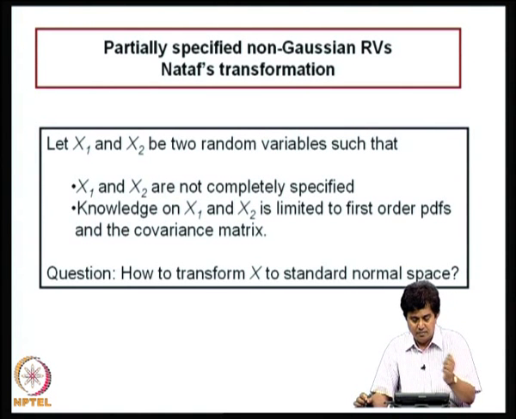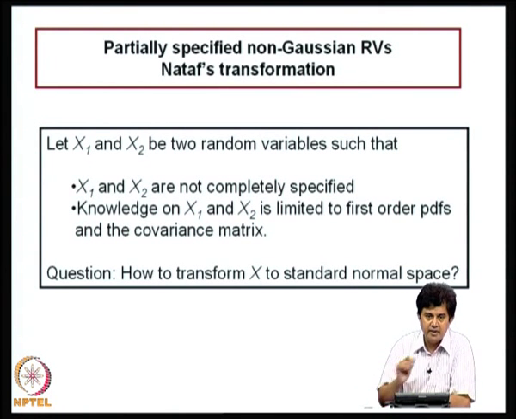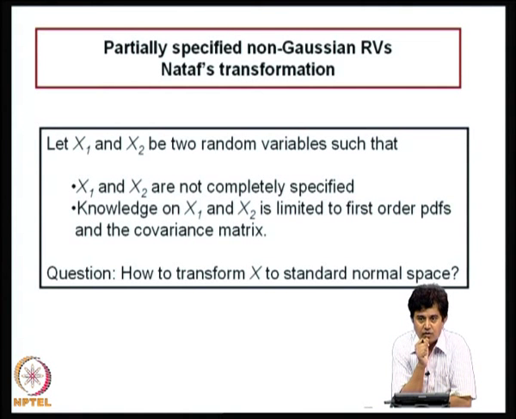Now most often we will not be in a position to provide the nth order joint probability distribution function of random variables in practical applications. What we would be able to provide would be the first order probability distribution function and a covariance matrix.